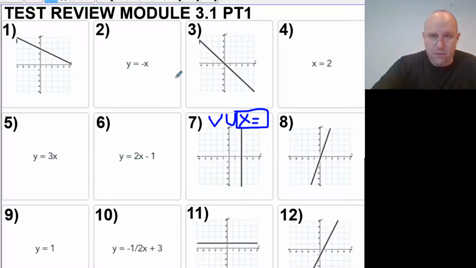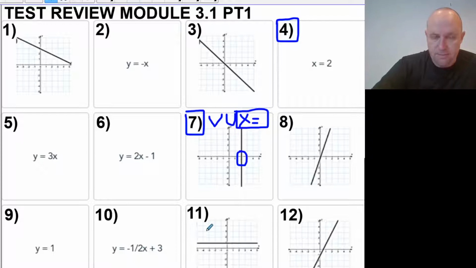Now, as I look around at the equations, I only see one that starts with x equals here, so it looks like it's going to be x equals 2. And the reason is because it goes through 2 on the x-axis. So 7 and 4 would go together. When you look at the Nearpod activity, they're not going to be numbered 1 through 12 like this, but I thought that would make it easiest for us to figure out which ones go together.